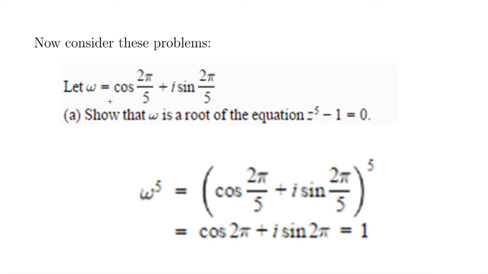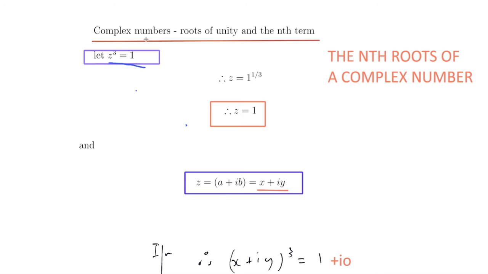I find these slightly more interesting, mainly because omega looks quite interesting. Now consider these problems. Let omega equal cos 2 pi over 5 plus i sin 2 pi over 5. Show that omega is a root of the equation z to the power 5 minus 1. Well, notice first of all that this is the equivalent of z to the 5 equals 1. So it's very synonymous to this z cubed equals 1.